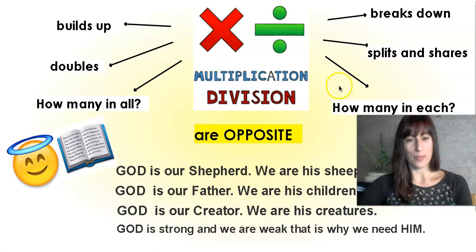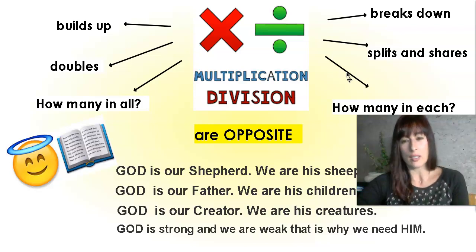Okay, so we agreed that multiplication and division are opposite. Multiplication builds up, division breaks down. Multiplication doubles, triples, division splits and shares. Multiplication answers a question, how many in all? And division answers the question, how many in each? How many groups? Okay, so they're opposite, just like God.